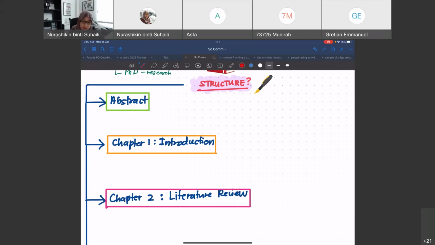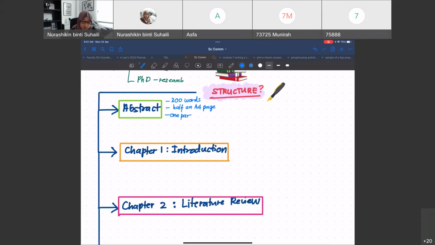And the structure will be different, okay? So please take note. You cannot simply copy the abstract that you have written for your proposal into your FYP thesis. So don't copy, you have to edit it, okay? So for the abstract of a thesis, the basic rule is the same. It should be around 300 words, okay? That's equivalent to half an A4 page. One paragraph only, not two paragraphs, one paragraph, yeah? And then no citation. You cannot cite anything because everything should be in your own words. No citation in the abstract.